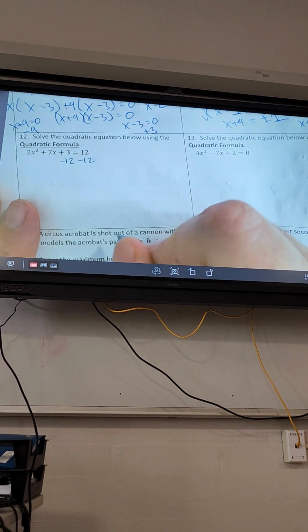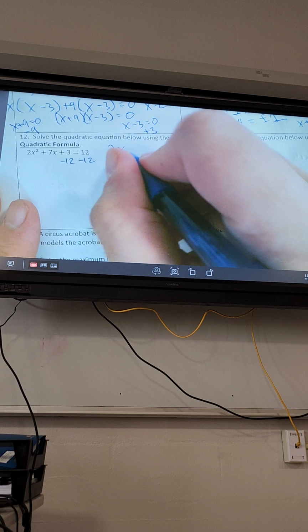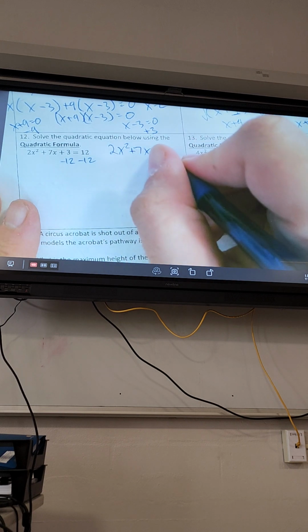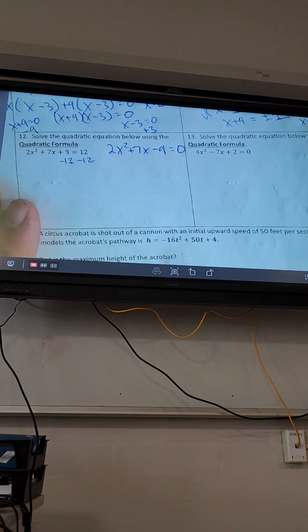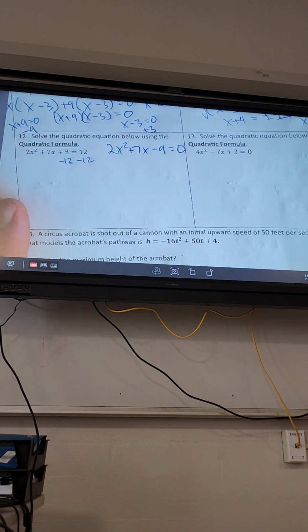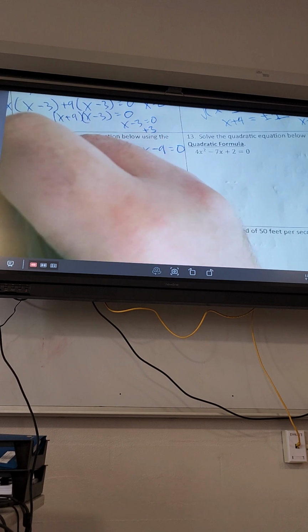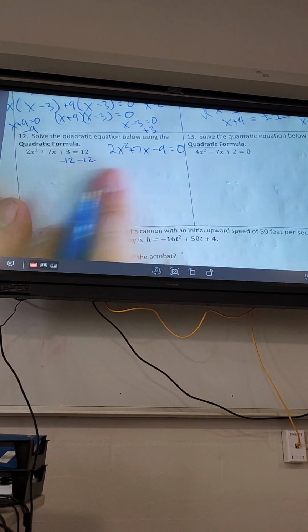Subtract 12 from both sides, so you'll get 2x squared plus 7x. 3 minus 12 is what, negative 9? Equals 0, yep. All right, so let's use this quadratic formula. You guys know it already. I don't need to write it down. You'll have it on the test.